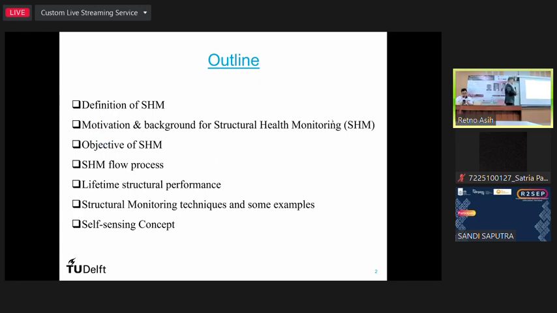Then I'll talk about the lifetime of structural performance and different techniques for structural health monitoring, and at the end, the self-sensing concept, which my colleague is going to also introduce with more detailed examples.